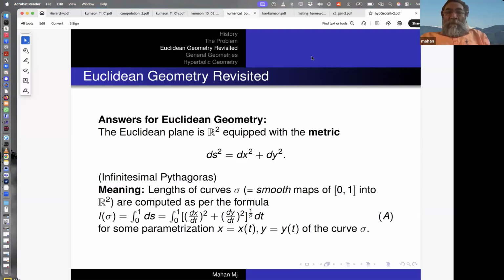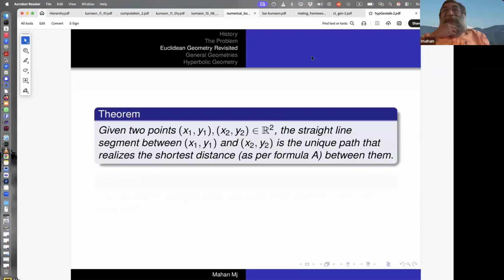So once you have this formalism, we try to explore the other questions that we had asked. What is a straight line? What are parallels? And here's the thing, straight line segments really enjoy a distinguished status in the context of this particular metric. They are the unique paths that realize the shortest distance between points.